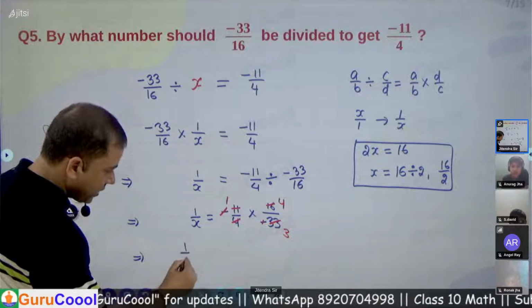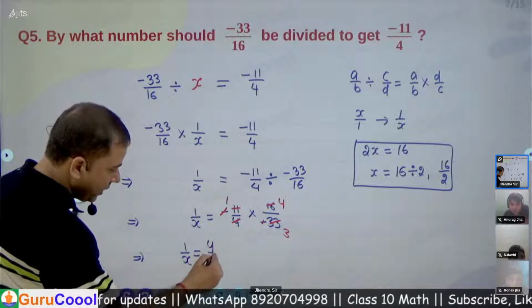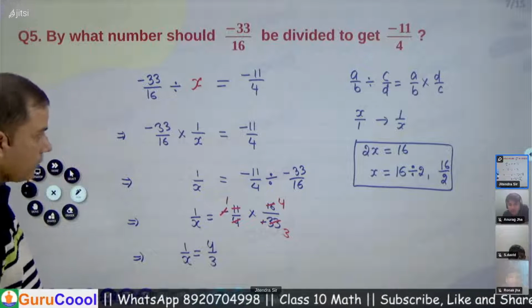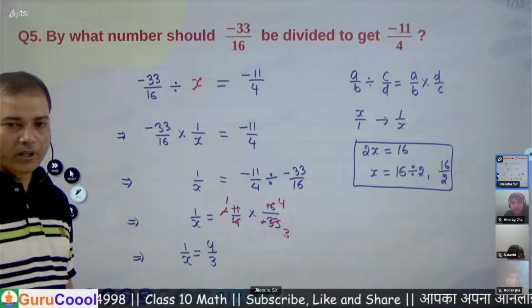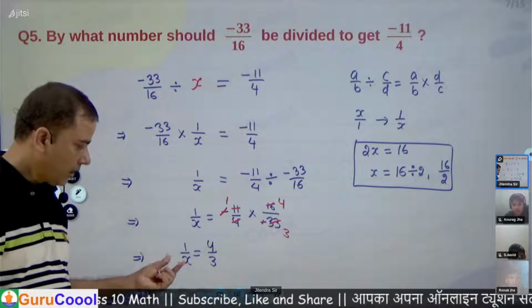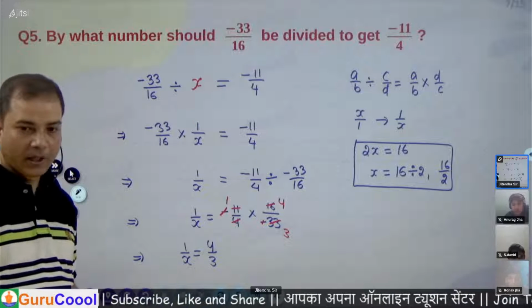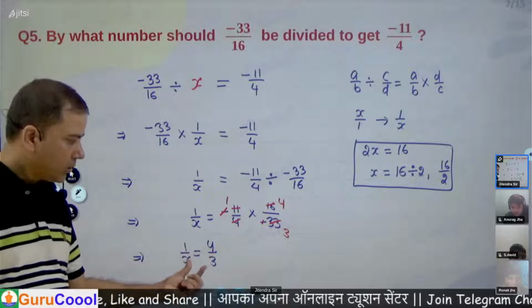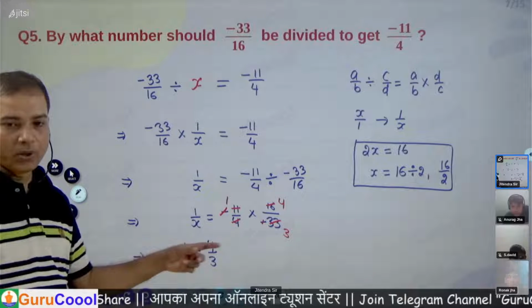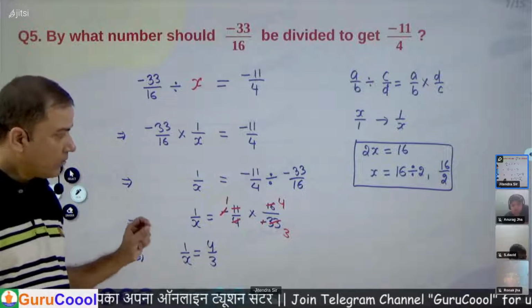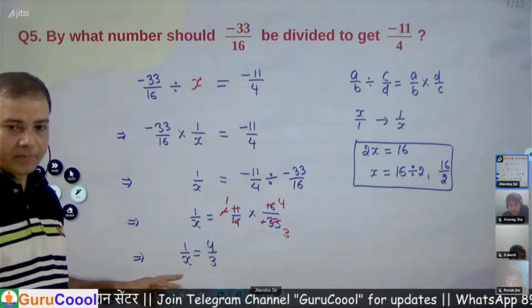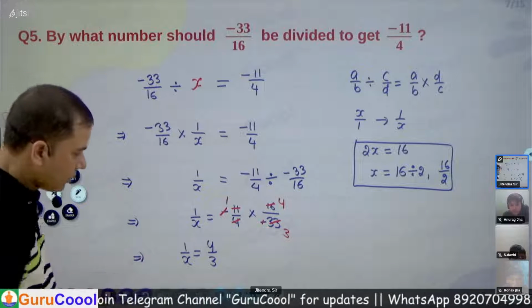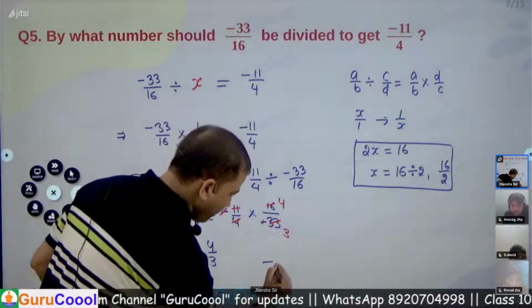1 by x equals what? 4 by 3. Is this the final answer? We need to find x, not 1 by x. How to do? So in this equation, we can make reciprocal both sides because we need the value of x, not 1 by x. We need x. So let's make it reciprocal, both sides.